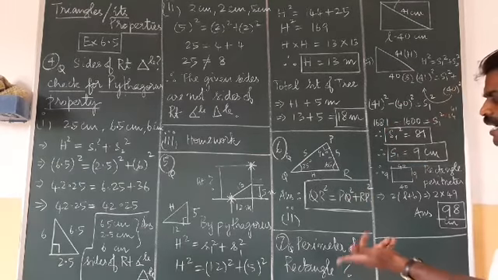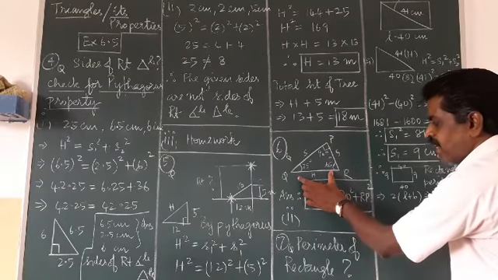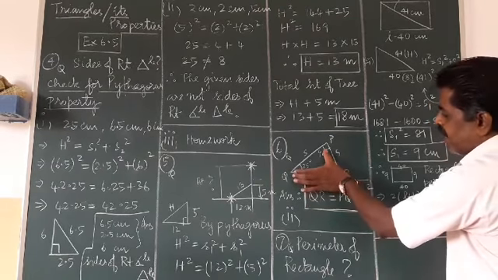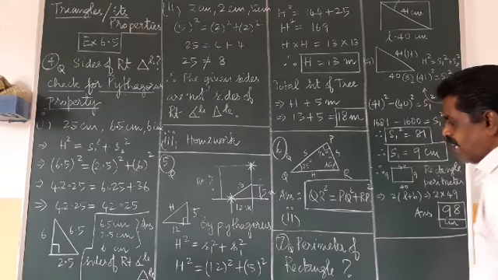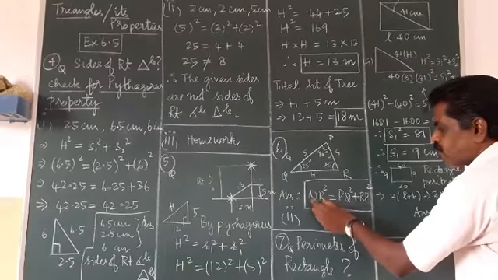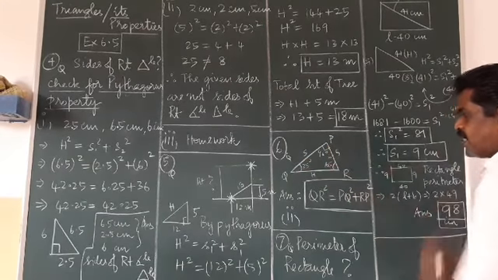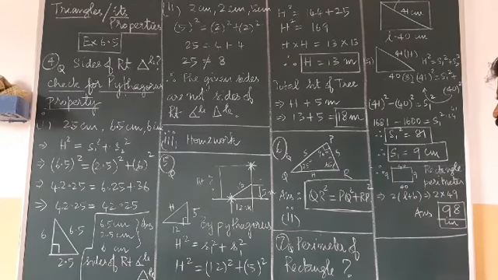So what will be your answer? Which option? QR square, the hypotenuse square, will be equal to PQ square plus RP square. So that is the option. The correct option from your three options is QR square, hypotenuse square, equal to PQ square plus RP square. So that is the correct option.